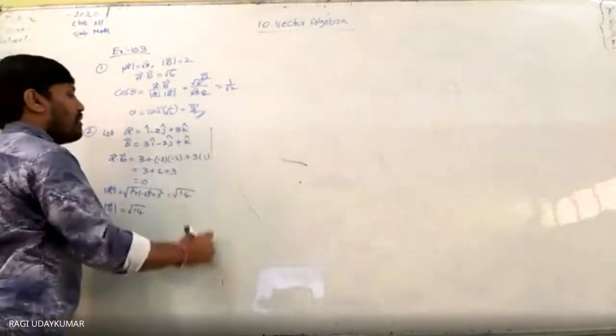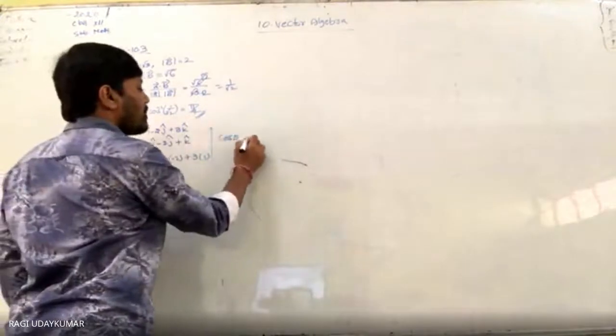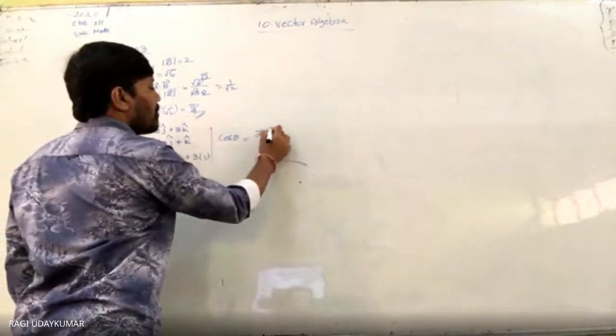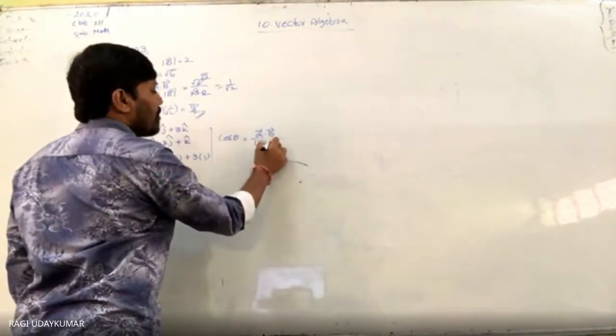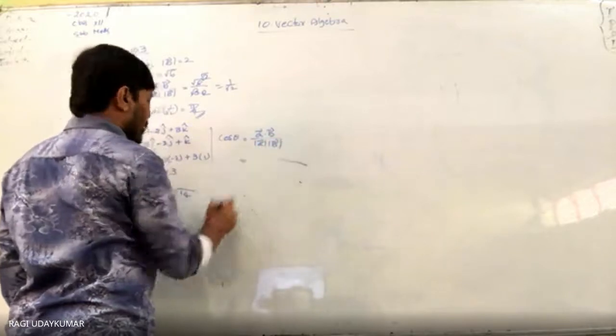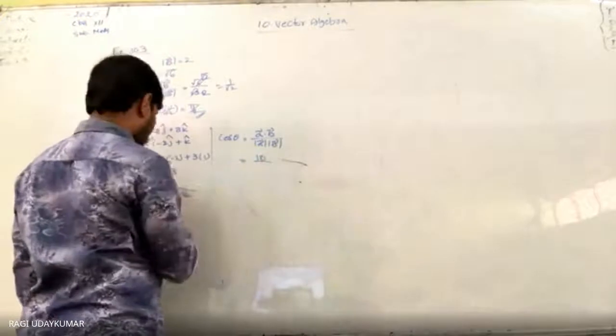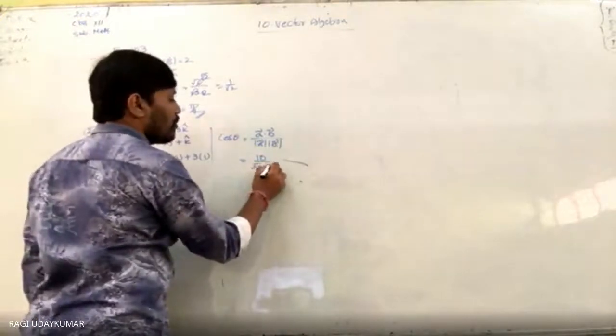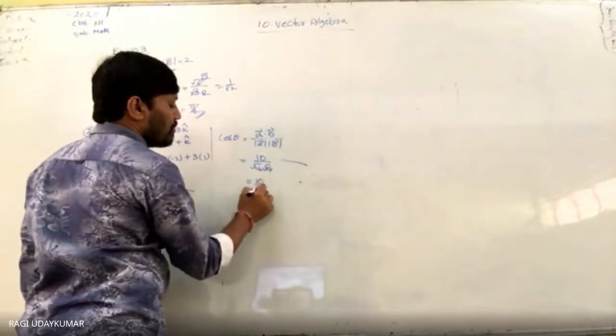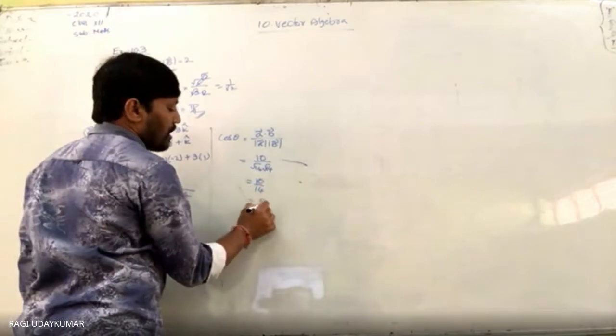Now the angle between the two vectors is equal to a bar dot b bar by magnitude of a bar into magnitude of b bar. A bar dot b bar is 10. 10 by root 14 into root 14, which is equal to 10 by 14, which is equal to 5 by 7.